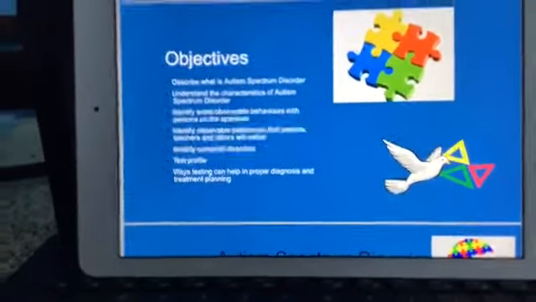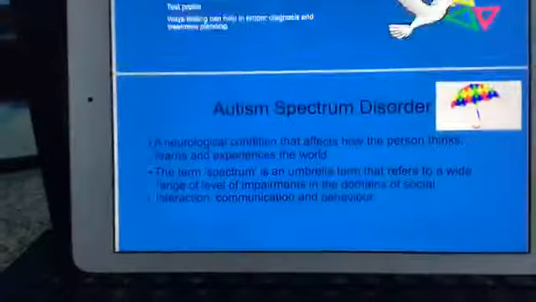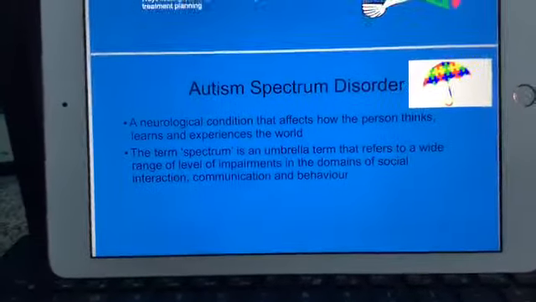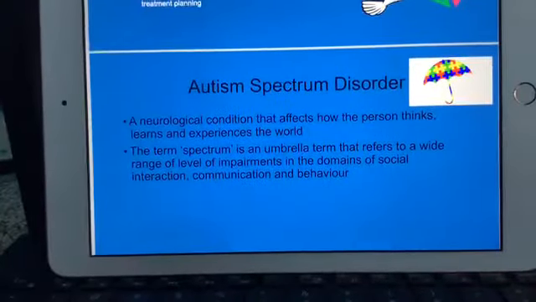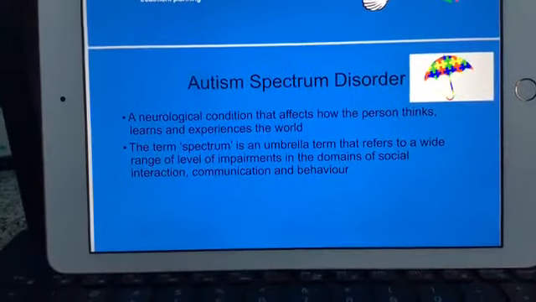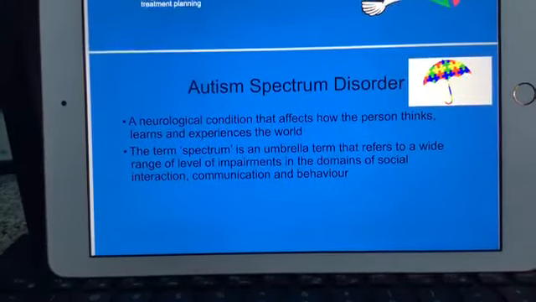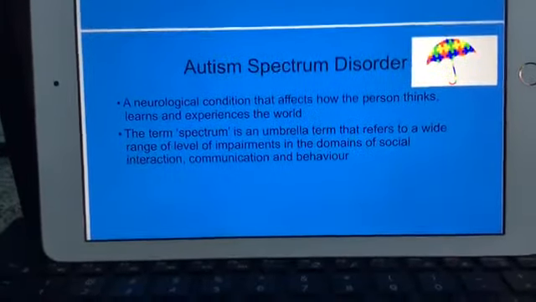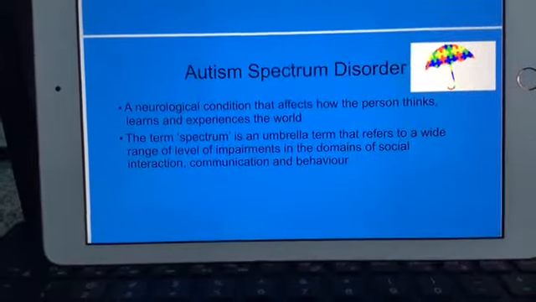So what is autism? Autism is a neurological disorder. It's an umbrella term for persons that have a range of challenges with social communication, social interaction, and repetitive behavior. So that is, in a broad sense, what autism spectrum disorder really is.